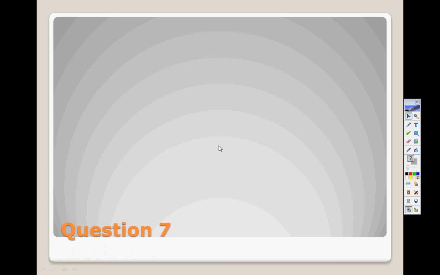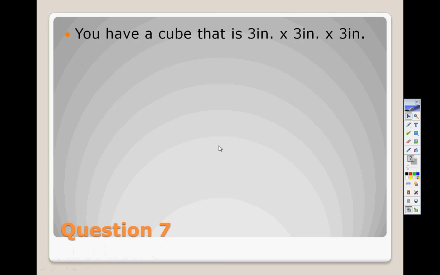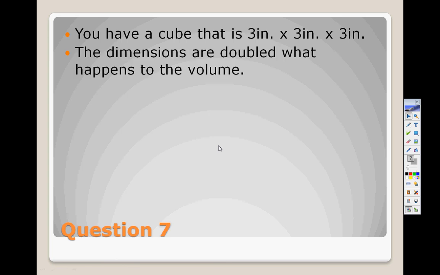Okay, now question 7. You have a cube that is 3 inches by 3 inches by 3 inches. The dimensions are doubled. What happens to the volume? All right, we've talked about this a lot. Pause.